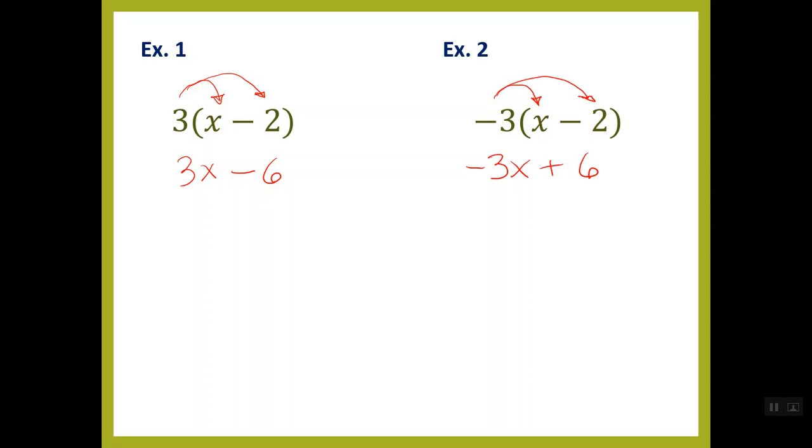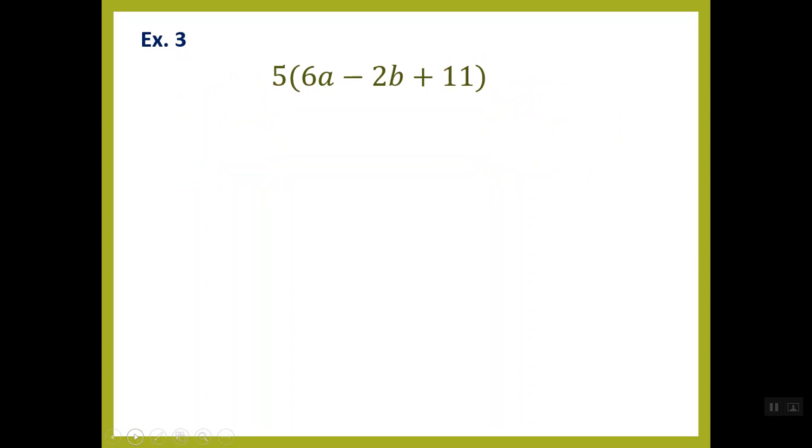All right, next one, if my pen cooperates. Oh, there we go. All right, example 3, it doesn't matter what's inside the parentheses. If we've got a situation where there's a number right up against the parentheses, it means that number multiplied by every single thing inside. And we can see that there are 3 terms inside the parentheses, because if you recall, terms are separated by adding and subtracting.